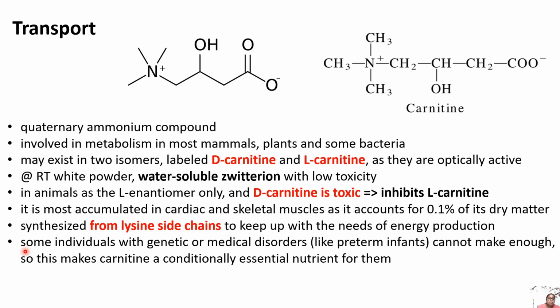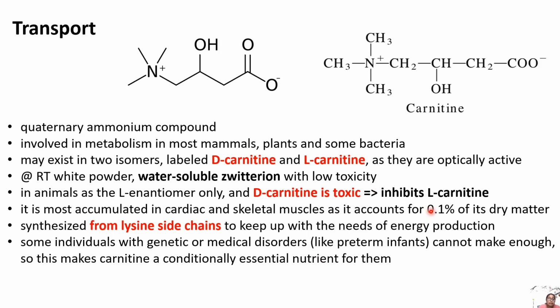Okay. Now transport. Carnitine is a quaternary ammonium compound involved in metabolism in most mammals, plants, and some bacteria as well. It may exist in two isomers, D-carnitine or L-carnitine, optically active, and at room temperature it's a white powder, water soluble with low toxicity. In animals, it exists as the L-enantiomer only, and D-carnitine is apparently toxic.